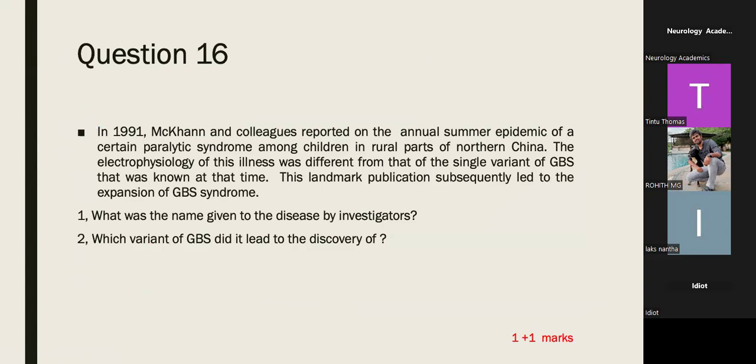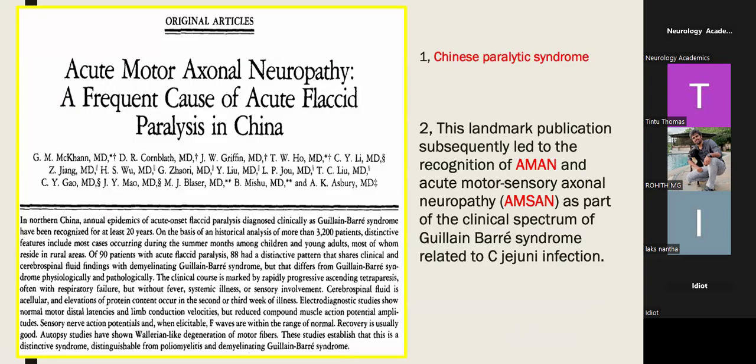Question number 16, it's a historical question. In 1991, this landmark paper was published. This is the original article, acute motor axonal neuropathy, a frequent cause of acute flaccid paralysis in China. The disease itself was earlier called Chinese paralytic syndrome, and this led to the recognition of AMAN and AMSAN as variants of GBS. The clustering of cases in rural China during one season was because of Campylobacter jejuni infection.